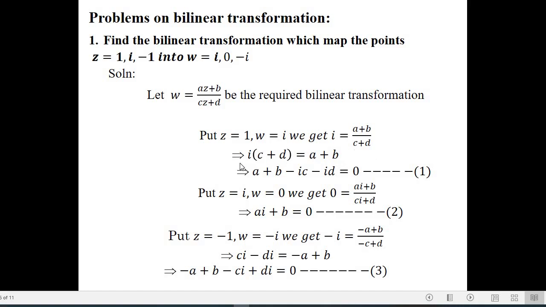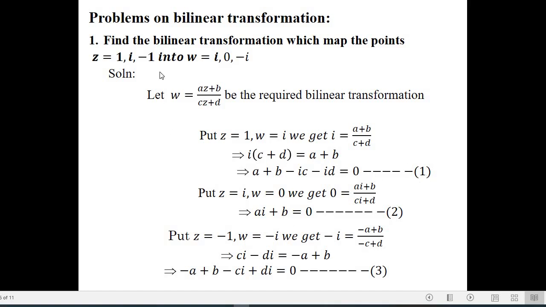Cross multiply, we get i into (c plus d) is equal to a plus b. Taking these terms to the RHS, we get a plus b, i into c is ic, so if I take this term to the RHS we get minus ic, i into d is id, and if I take the term to the RHS we get minus id, equal to 0. This is the equation containing the constants a, b, c and d. Take that as equation 1.